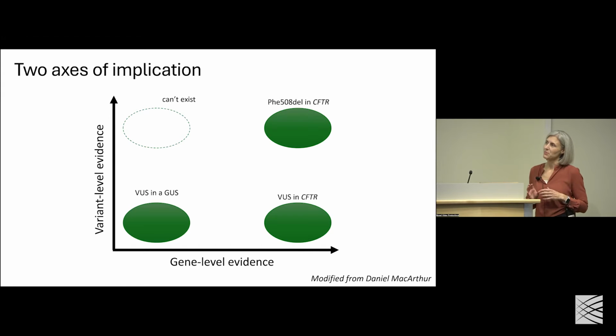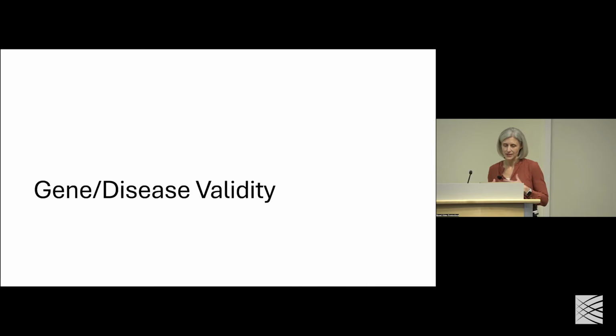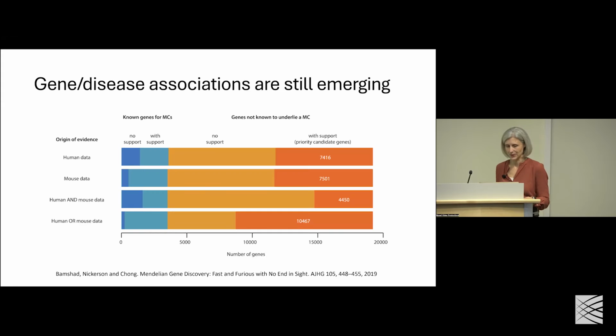But what I want to especially point out in this figure is that this top left quadrant really cannot exist. You cannot have a variant that you are confident is pathogenic for a given disorder if the gene that that variant falls within or impacts is not in that disorder. So let's talk about how we decide whether a gene is implicated in a given disorder.